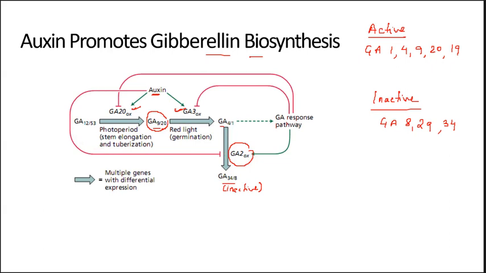Okay, so see, in the GA response pathway there is a negative feedback loop. Once the GA response pathway is on, there is a negative feedback loop which will inhibit GA20 oxidase, and it will also inhibit GA3 oxidase. So these two are the feedback loops.